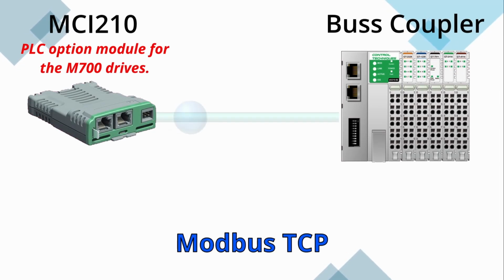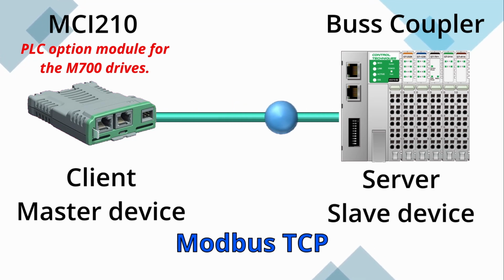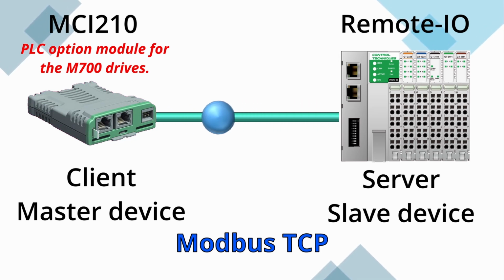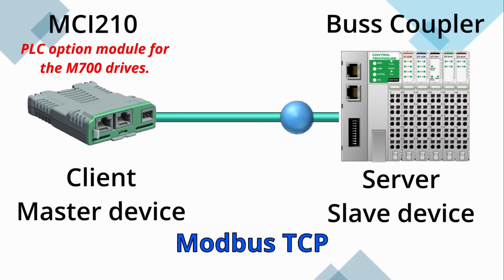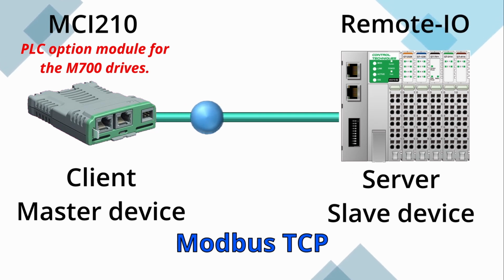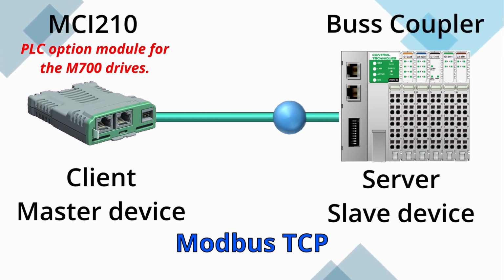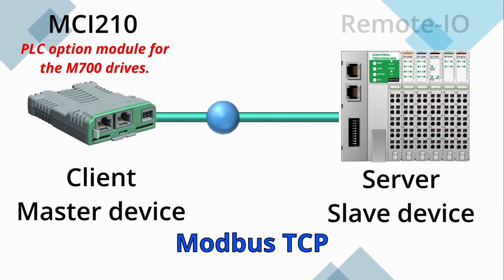The reason we're using this protocol is because Modbus TCP requires that there is a client asking the server questions. In other words, there needs to be a master device somewhere that goes out to the bus coupler and sends it data and also requests data. We don't have that option if we only have a M700 drive, right? Now we do have that option if we have an MCI210 module. So an MCI210 module could talk to the bus coupler using Modbus TCP, and that is something I can teach you how to do in the future if that's something you would like to do.